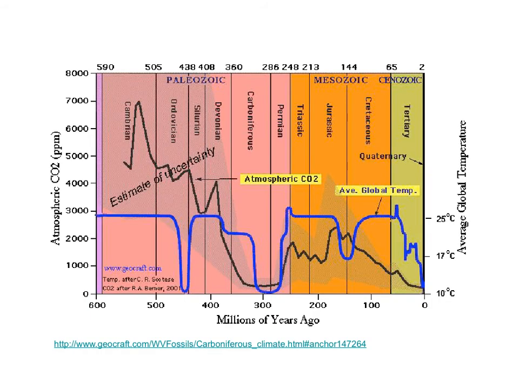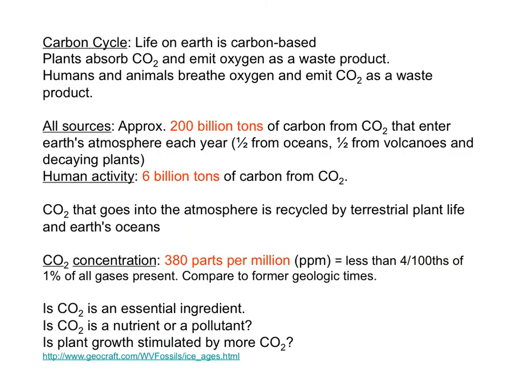This picture shows what's happening with CO2 and temperature over the last 600 million years. Us humans produce about 6 billion tons of carbon from CO2, but note that from all sources it's 200 billion tons of carbon from CO2. Part of the 6 billion tons comes from respiration. Green plants remove CO2 through photosynthesis.